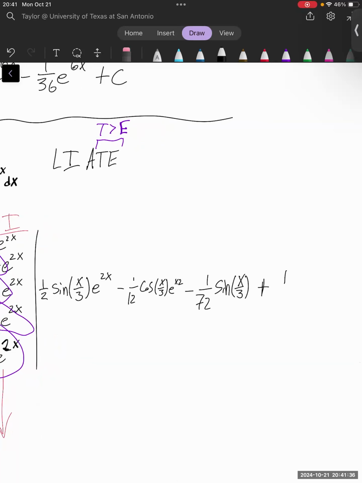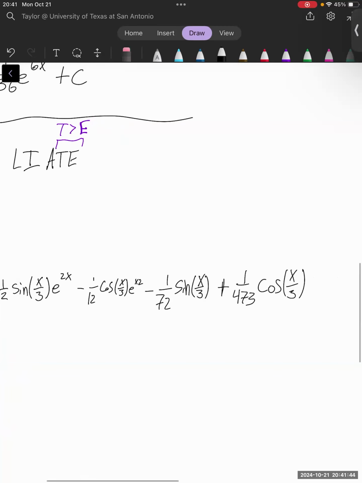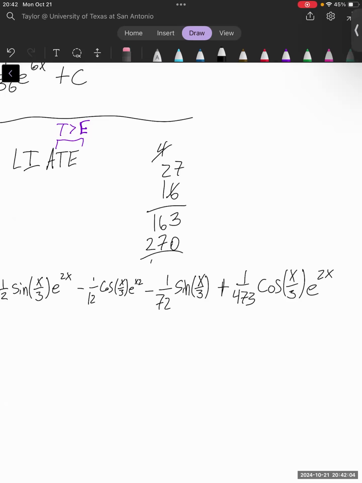I believe this was 1/473 cosine x over 3 e 2x. Three, 16, 0, 7, 2, 4, 3. Didn't think that was correct. 33. There we go.